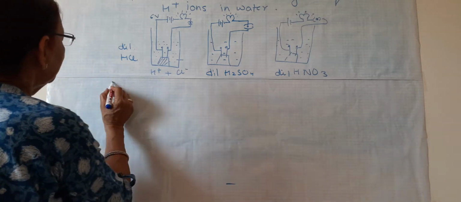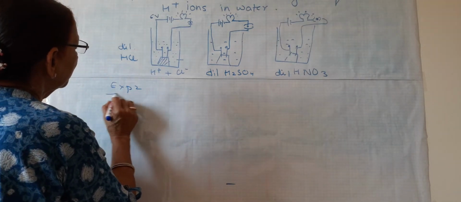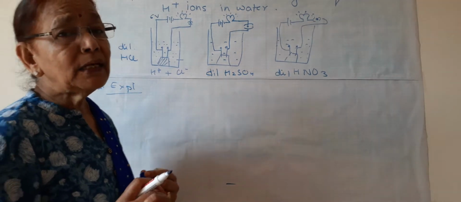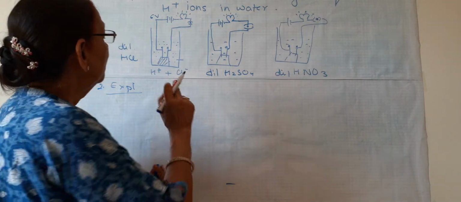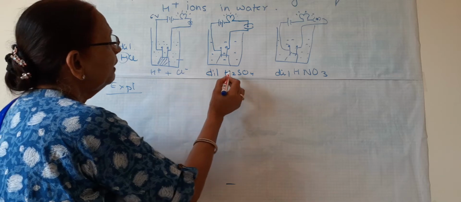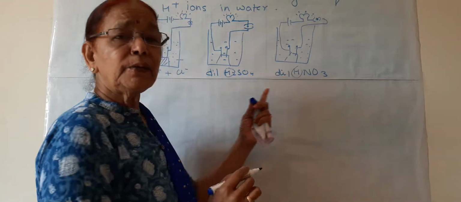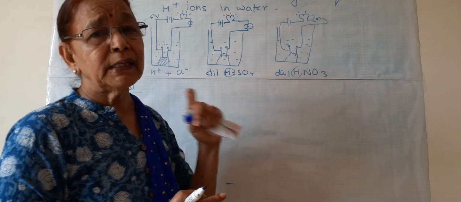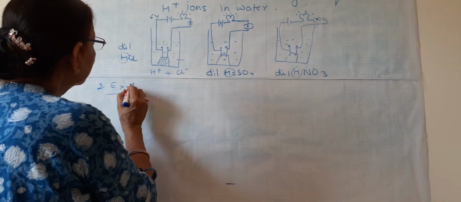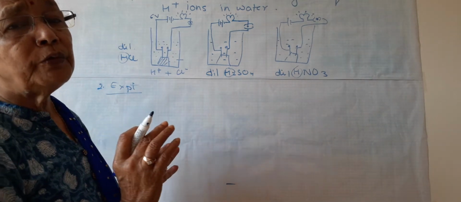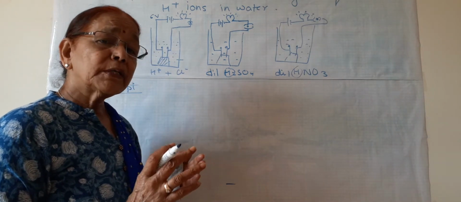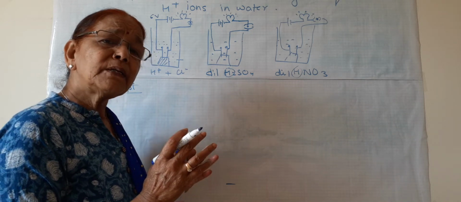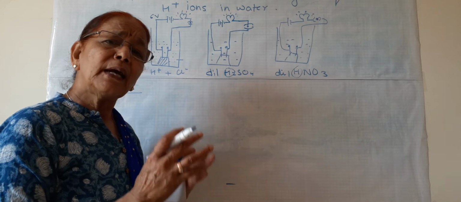In experiment 2, we want to know whether all the compounds which have hydrogen conduct electricity. All these acids, you know, they have hydrogen. In all the three you can see hydrogen is there. Even acetic acid, lactic acid, all the acids have hydrogen, whether they are weak or strong. So in experiment 2, we want to prove whether the compounds which have hydrogen are conductors of electricity. Can they be dissociated in aqueous solution, or are they acidic in nature?